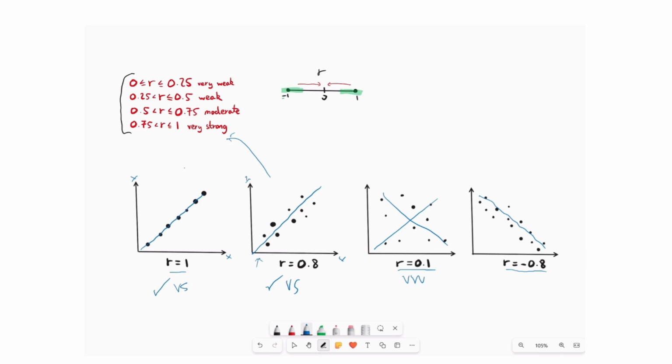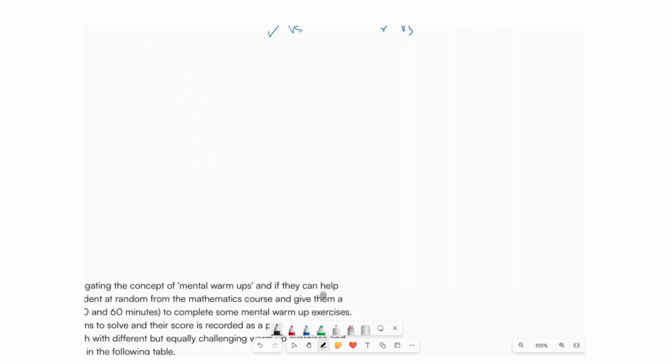R equals 0.8, it's just that it's negative. So we would just say that it is a negative, very strong relationship. I hope that makes a bit more sense, but we'll find that doing practice questions is typically the best way to put this into practice. So let's just do one of those.